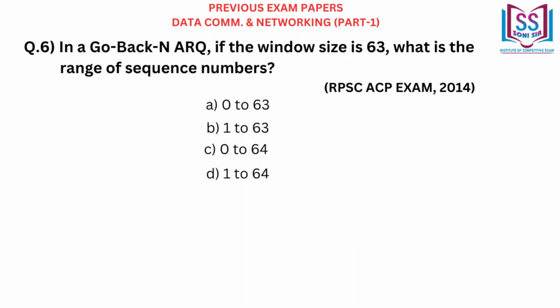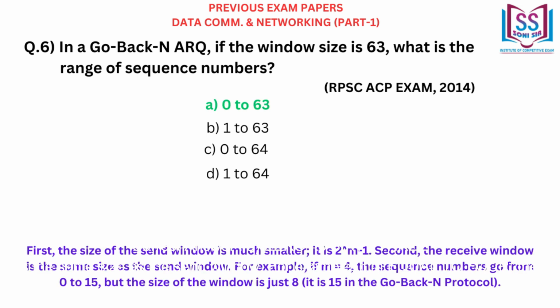In Go-Back-N ARQ, if the window size is 63, what is the range of sequence numbers? A. 0 to 63. B. 1 to 63. C. 0 to 64. D. 1 to 64. Correct answer A.